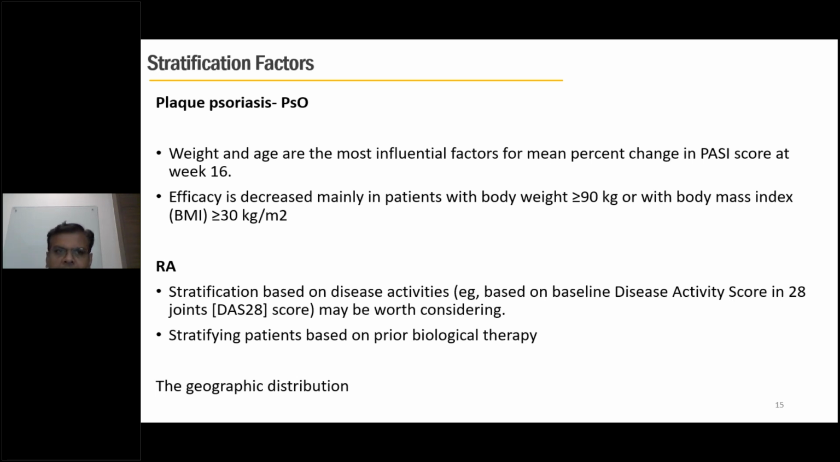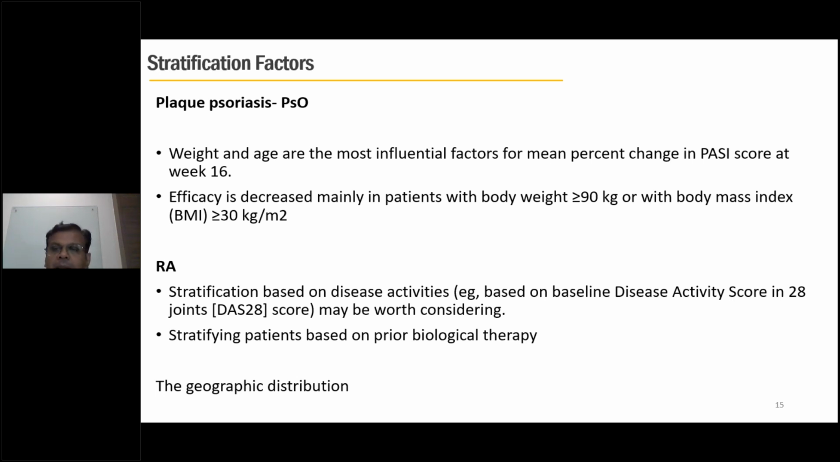Another factor which is important is stratification. Now, what has been reported is in terms of weight. If we see that, it appears that the efficacy is decreased mainly in patients with body weight more than or equal to 90 kg. Now, if you are overweight, probably more than 90, or with a body mass index of more than 30, that puts you in an obese category. Then the most significant decrease in efficacy occurs when the patients have more than 140 kg of body weight.